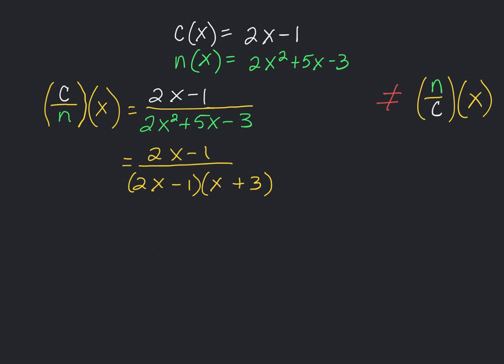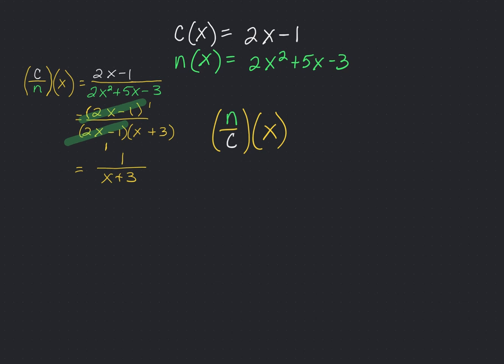And would you look at that? Because everything in the numerator is assumed to be in parentheses, the fraction bar there acts as a grouping symbol. I can now go ahead and cancel those. Now when I'm canceling, what I'm really saying is 2x minus 1 goes into the denominator one time. And 2x minus 1 goes into the numerator one time. So my final answer is 1 over x plus 3.